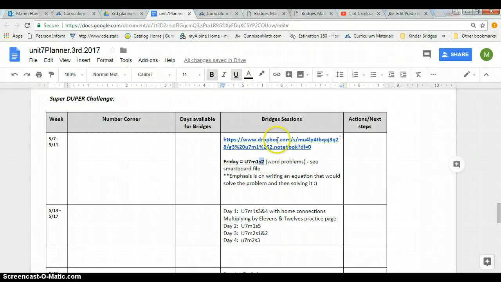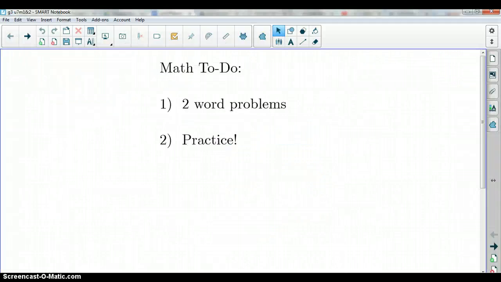And here is the Dropbox Smartboard file for the next like 5 lessons. So I'm going to show you that right now. And then next week we'd be doing modules 1 and 2 of Unit 7. So let's go ahead and get into it. The Smartboard file looks like this.